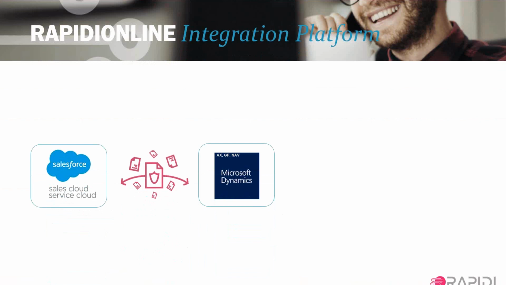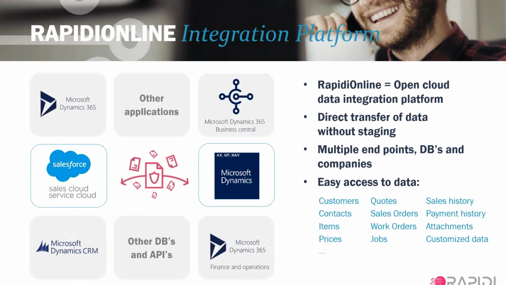Okay, so the RapidiOnline integration platform. We can connect Salesforce, Sales Cloud, and Service Cloud to any of the Microsoft Dynamics applications. So that's AX, GP, Nav, and we also have released Microsoft Dynamics 365 Business Central integration for Salesforce, as well as Microsoft Dynamics 365 Finance and Operations connecting to Salesforce. But we are a little bit more than a single purpose solution. We are an open data integration platform, so we have connectors available to some other applications, as well as directly to some other databases, and we can connect actually to a REST API system. That's a little bit more custom work, so we would talk about what that engagement would look like.